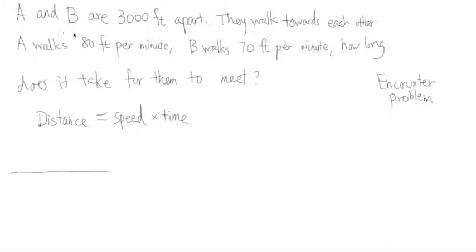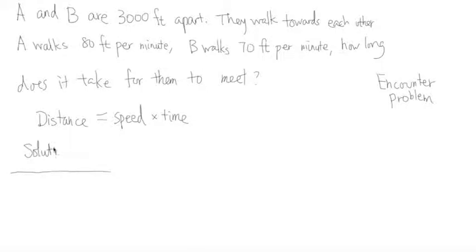You have two people. We know they are 3,000 feet apart and they walk towards each other. And we are given a speed. One walks at 80 feet per minute. The other walks at 70 feet per minute. And we're just looking for how long does it take for them to meet.